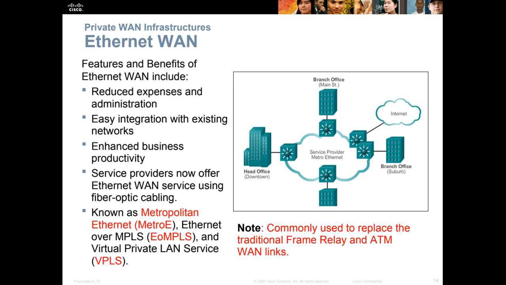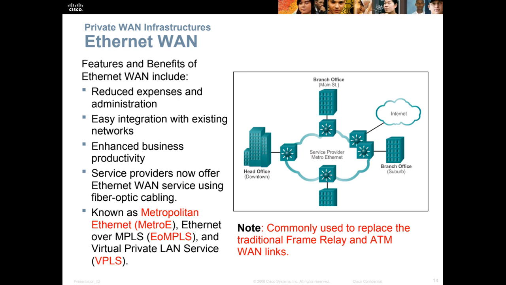Also we have Ethernet WAN. These are all, by the way, private WAN technologies. Ethernet WAN is similar to Ethernet, but it is used for WAN connection. Ethernet, you know your Ethernet cable? Yes, Ethernet technology, but here it is used for WAN. And by the way, it reduces expenses and administration a lot, is easy to integrate with existing networks, and provides enhanced business productivity. These are all advantages of Ethernet WAN.